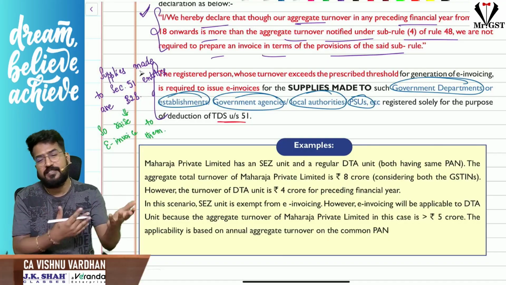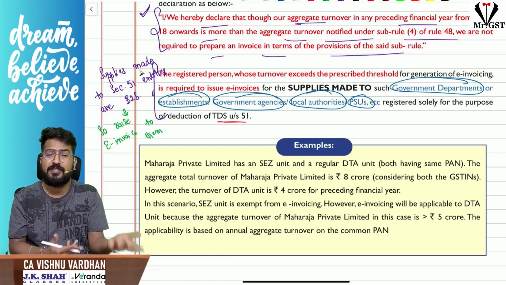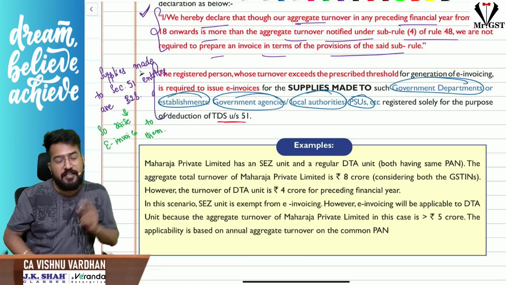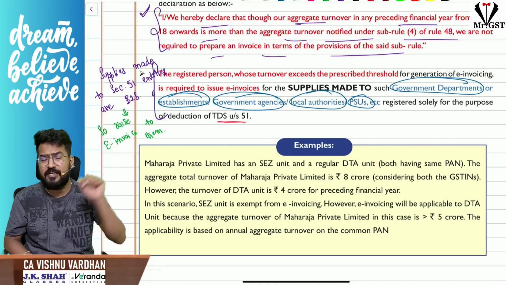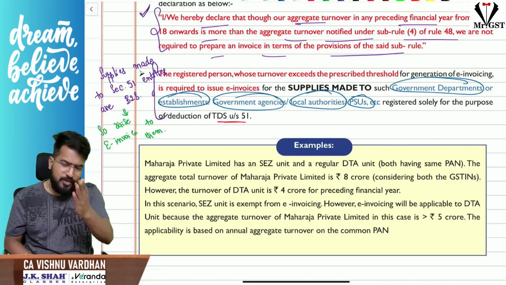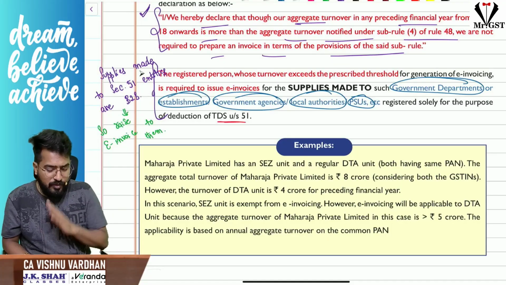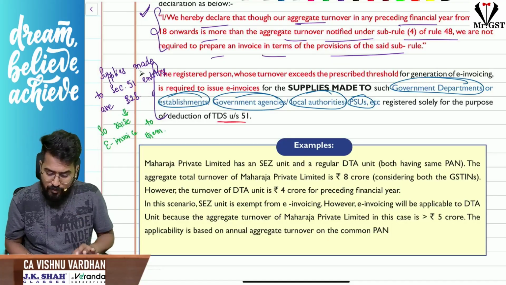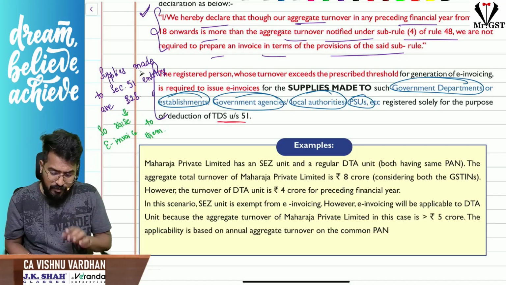Then the law says, yes sir, they are also registered, no matter for what purpose, but they are registered under GST. Yes, to comply with section 51 provisions only, but they are registered under GST. So if you make a supply to them, it is a B2B transaction. So yes, you should raise the e-invoice. Okay, so that is the concept. You should raise e-invoice for them also. Okay, there is an example here. You can just go through that.